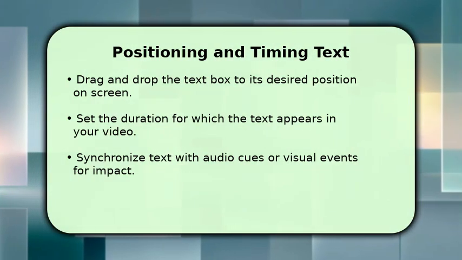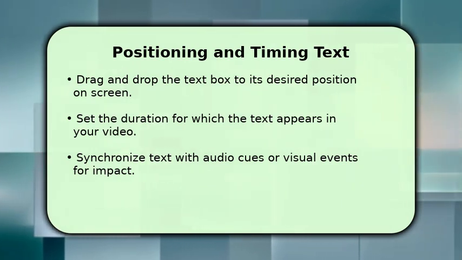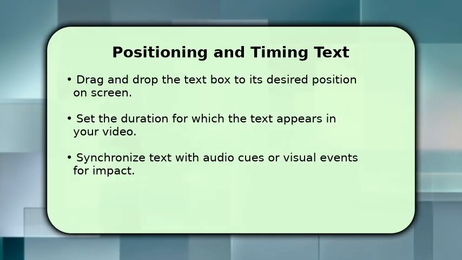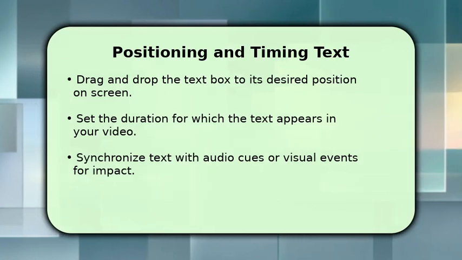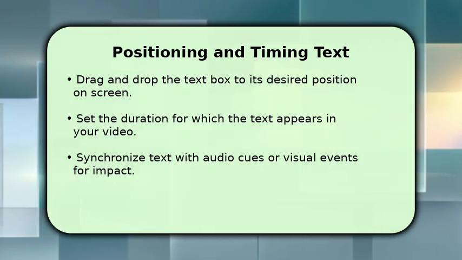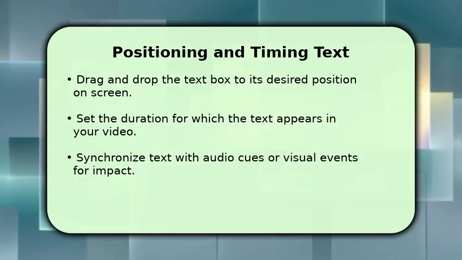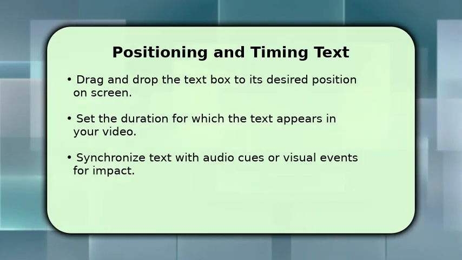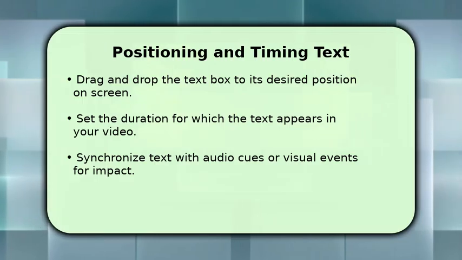Precise placement and timing are key for effective text. Drag your text box to a clear area, ensuring it does not obstruct important visual elements. Determine exactly when your text should appear and disappear, setting its duration on the timeline. For maximum impact, synchronize text with specific moments, like a speaker's emphasis or a scene change. This thoughtful approach ensures your message is delivered at the perfect instant.